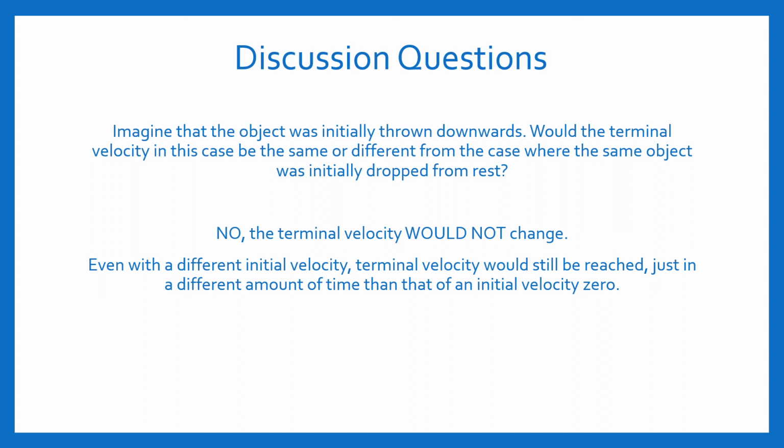Another important topic of discussion is, would the terminal velocity change if the cup were initially thrown downwards rather than starting from rest? The answer is no. The terminal velocity does not change. Even with a different initial velocity, the terminal velocity would still be reached, just in a different amount of time. For instance, in this lab, if the cup were thrown downward as the question poses, then the terminal velocity would be reached more quickly than with the cup starting from rest.